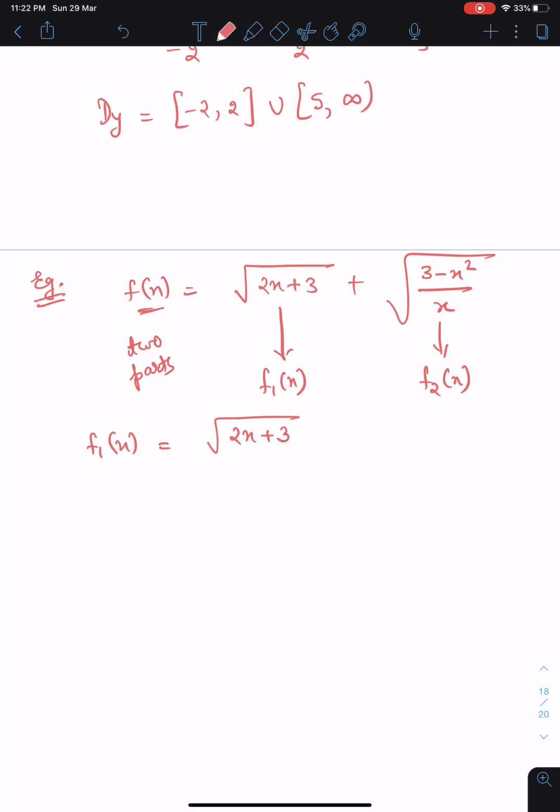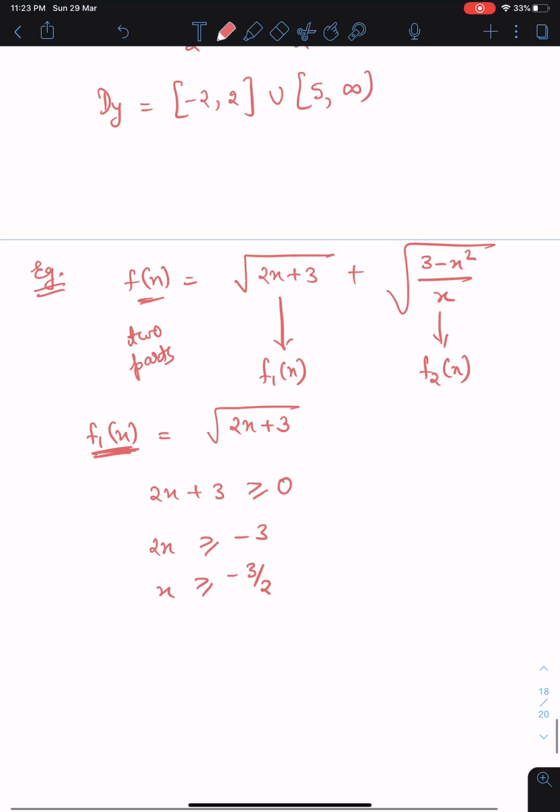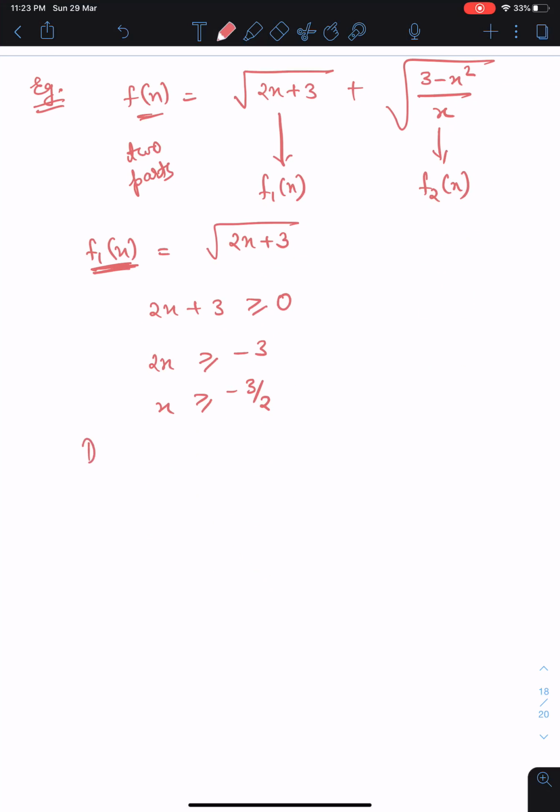If I give you only this function, f1(x) will be under root 2x plus 3. If I ask you, can you find the domain of the function? Yes, we can find it. Why? Because inside the under root, whatever expression is given needs to be greater than or equal to 0. This is the rule for that kind of function. So to find the domain of f1(x), 2x plus 3 needs to be greater than or equal to 0. That means 2x will be greater than or equal to minus 3, so x will be greater than or equal to minus 3 by 2. So the domain of f1(x) will be minus 3 by 2 to infinity.